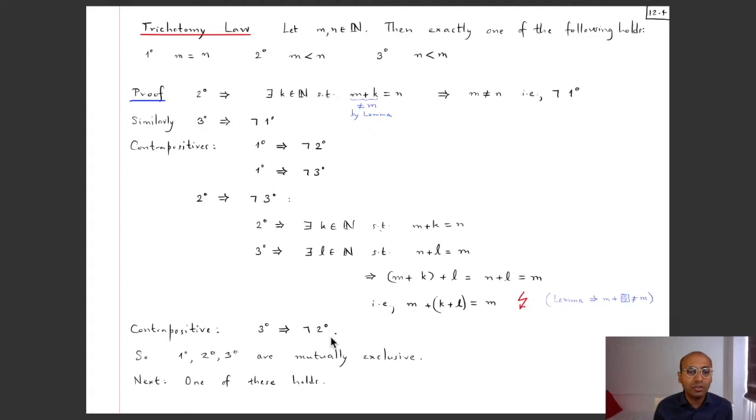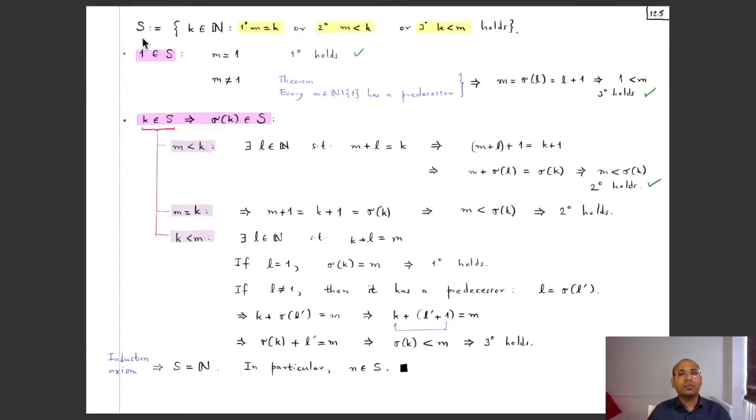So next we'll show that one of them has to hold. We have to show that given m and n, either m is equal to n, or m is less than n, or n is less than m.